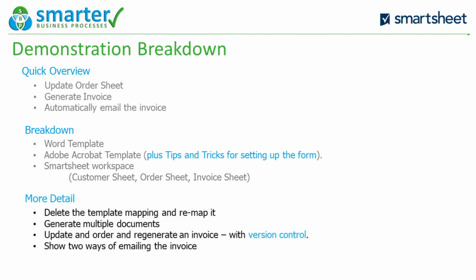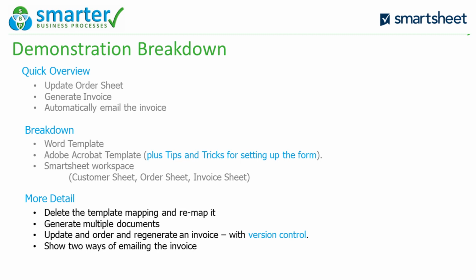And then we will delete the current mapping and remap the template to the row. And then I'll generate one document, show you how that works. I'll show you that you can generate multiple documents. We'll amend an order and regenerate the invoice to show you how the version control works. And then there are 2 different ways you can email that customized document out to your customer. And I'll just show you those 2. And then after I finish that, I'm going to hand over to James, who will take this solution just a little bit further if you wanted something that has a bit more functionality, which is a PDF creator that we have designed here at Smarter Business Solutions.